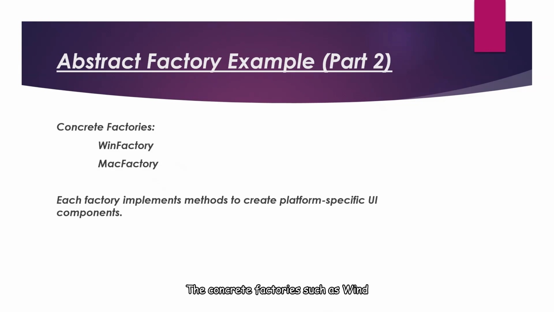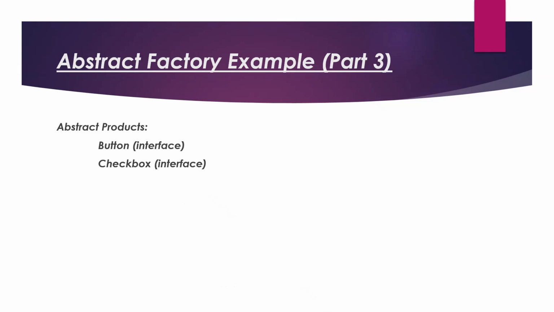The concrete factories, such as Win Factory and Mac Factory, implement the methods to create platform-specific components. For example, Win Factory creates Windows-specific buttons and checkboxes, while Mac Factory creates Mac-specific components. This decouples the client code from the concrete details of the products being created.